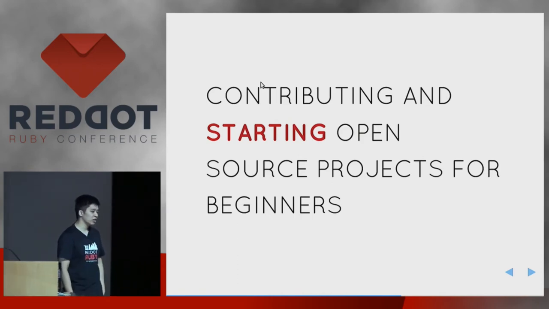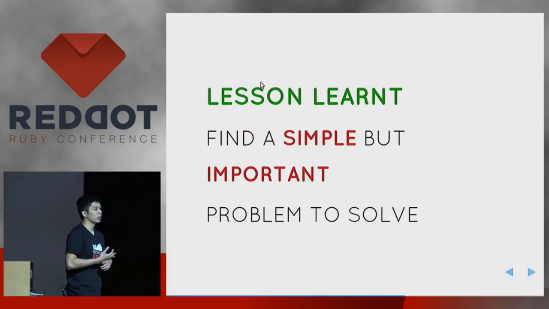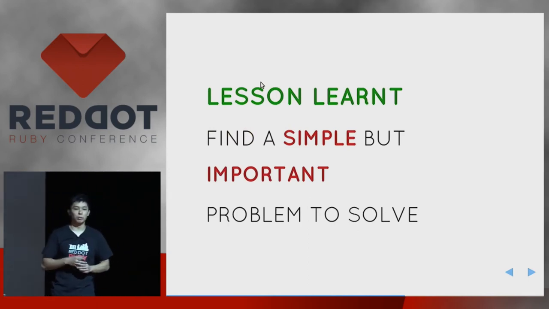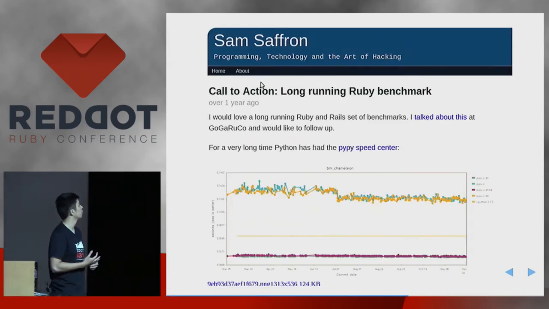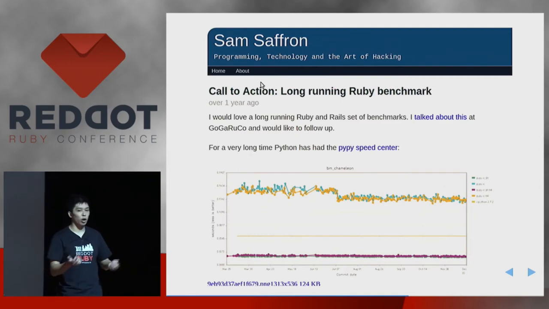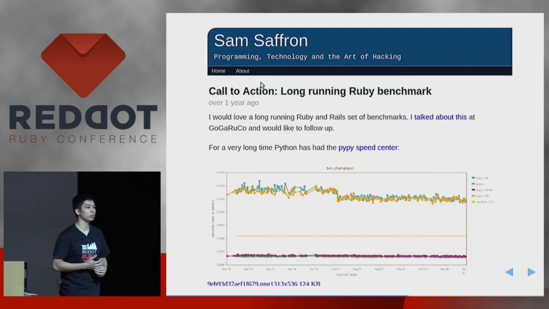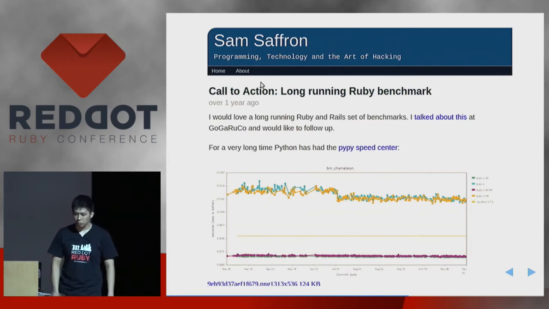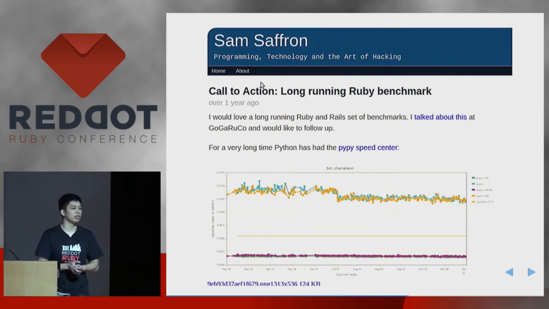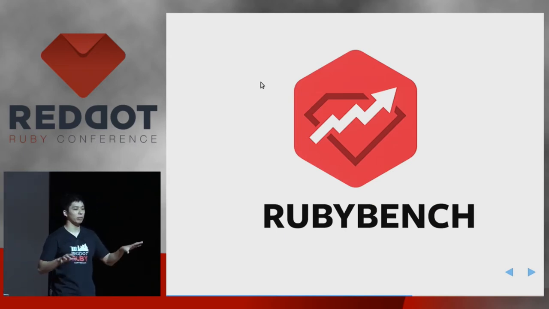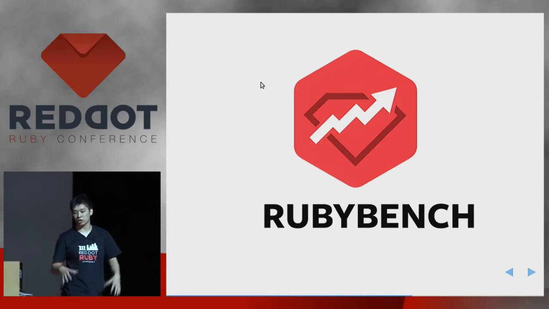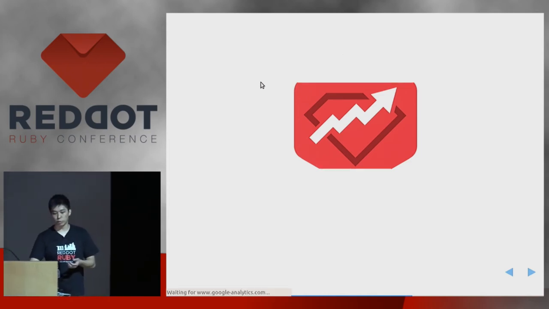So the next part is actually starting open source projects. I think the most important lesson I learned is really find a simple but yet important project to work on. There are plenty of them out there. The one I found was actually a year ago, Sam made a call for a long-running Ruby benchmark. It was pretty straightforward. We need to benchmark Ruby on a consistent basis to identify performance regressions. There was prior work being done on it, but it was still in pieces. So what I did was put it all together, and then we launched Ruby Bench.